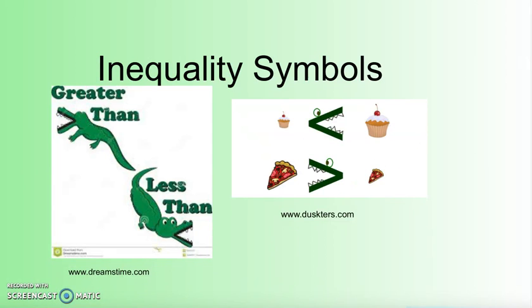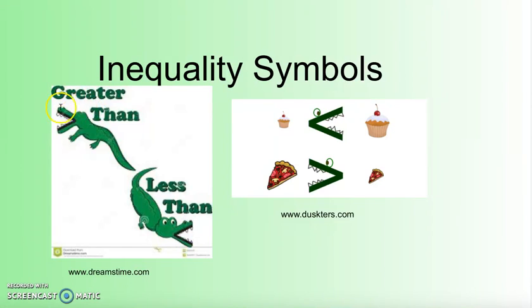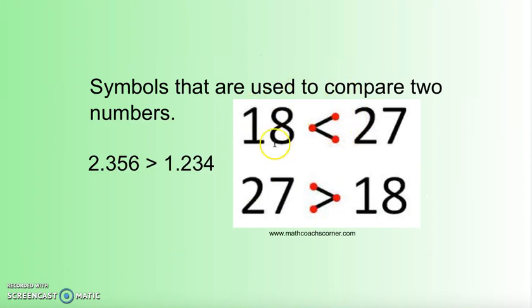Our last term, yay, is called inequality symbols. And what definition would you give for those? Correct. They are symbols that are used to compare two numbers. And we talked about greater than symbol and less than symbol. And then we also talked about equals. And so we use them to compare different numbers. We compared percents, decimals, fractions, etc.